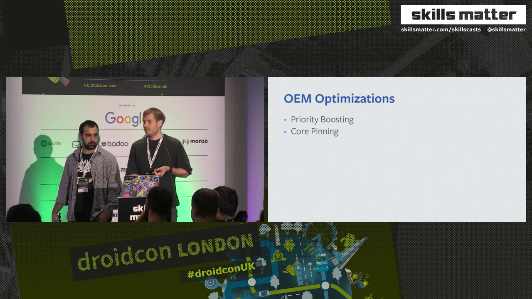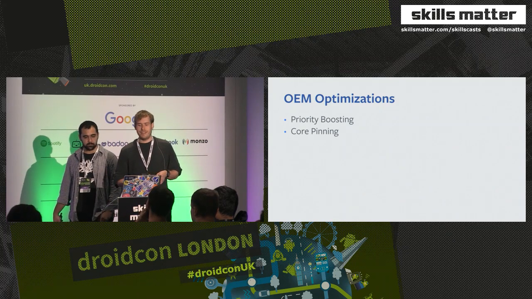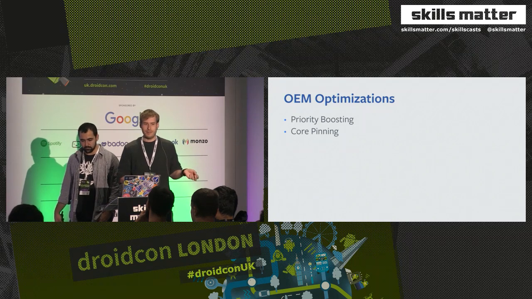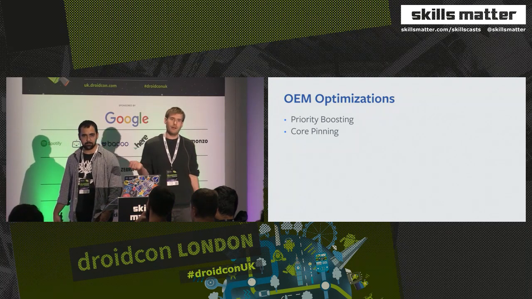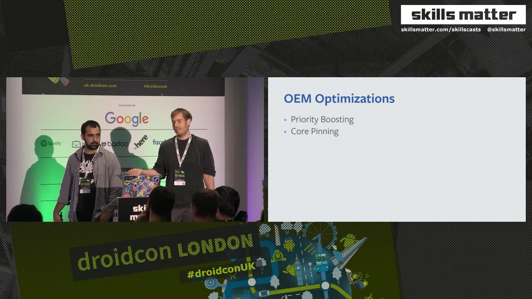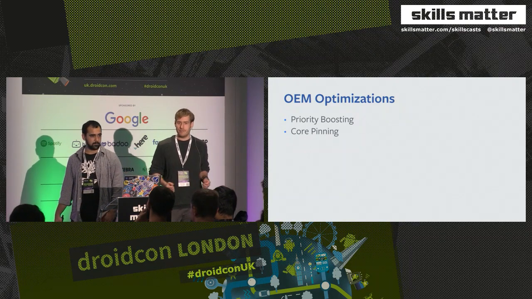Priority boosting is pretty simple. It basically just means that they will go find the main thread of your application and bump its priority. And sometimes they'll actually bump it to priorities that they won't allow other threads to take, so you can't even inherit that priority.